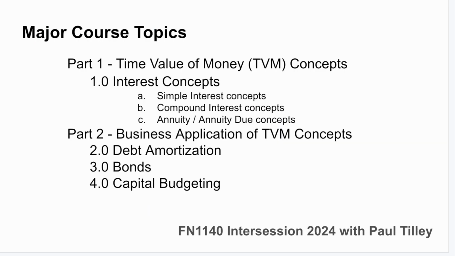The course really has two major components. The first component deals with the theory of the time value of money. TVM concepts, we'll call it for short. And when we look at the theory of compound interest, it really looks at three basic things, okay? Simple interest concepts, compound interest, and then annuities. So those are the things that you're going to have to get a grasp on from a technical end and from a theoretical end and understanding how they work. The second part of the course looks at applying those concepts. So we're looking at debt amortization, bonds, and capital budgeting.